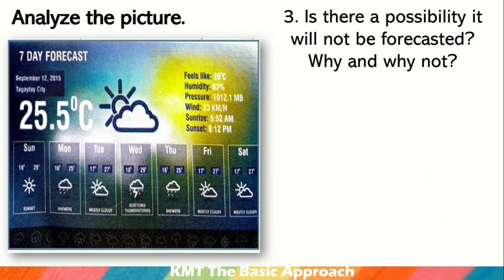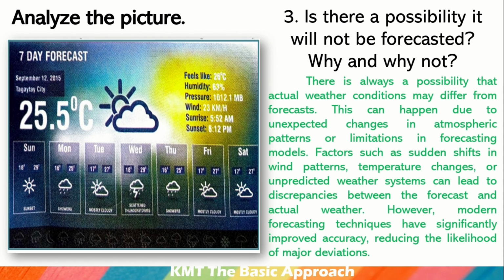Number 3. Is there a possibility it will not be forecasted? Why and why not? Correct! There is always a possibility that actual weather conditions may differ from forecasts. This can happen due to unexpected changes in atmospheric patterns or limitations in forecasting models. Factors such as sudden shifts in wind patterns, temperature changes, or unpredicted weather systems can lead to discrepancies between the forecast and actual weather. However, modern forecasting techniques have significantly improved accuracy, reducing the likelihood of major deviation.